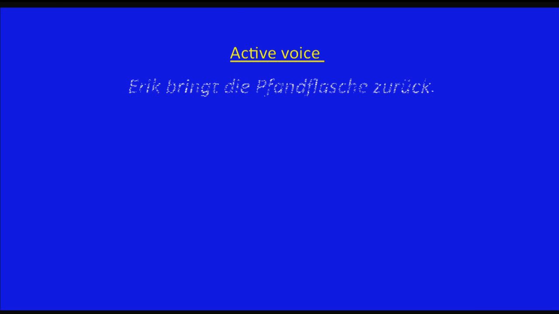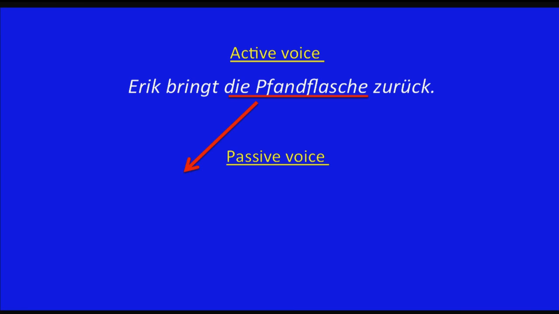So, Alex, would you like to look at two more sentences comparing active and passive? Ja, klar. Okay, so, let's have a look. We've got the active voice, and in this sentence, Erik bringt die Pfandflasche zurück. And we're going to then have a passive voice version of this sentence. Now, in order to convert the active voice to the passive voice, we're going to have to take that object in the active voice and make it into what in the passive voice? The subject. So where's that going to go in our passive voice sentence? In the beginning. So we're going to put that at the beginning.